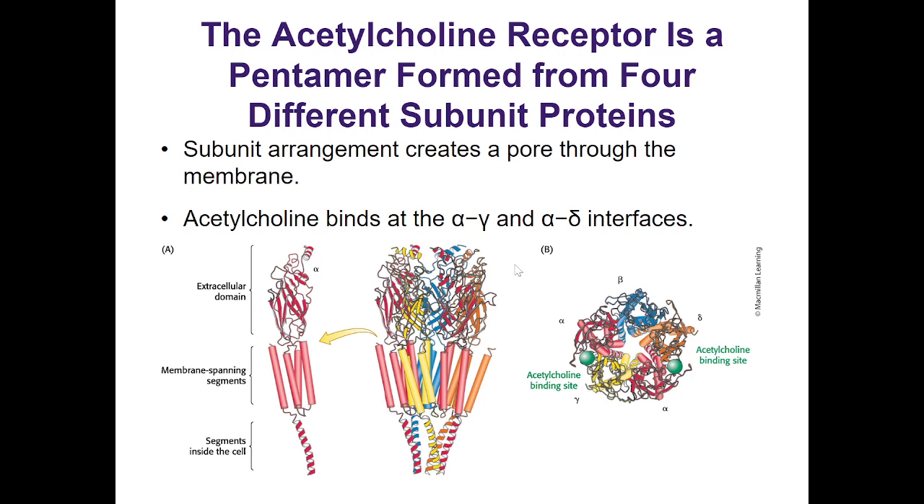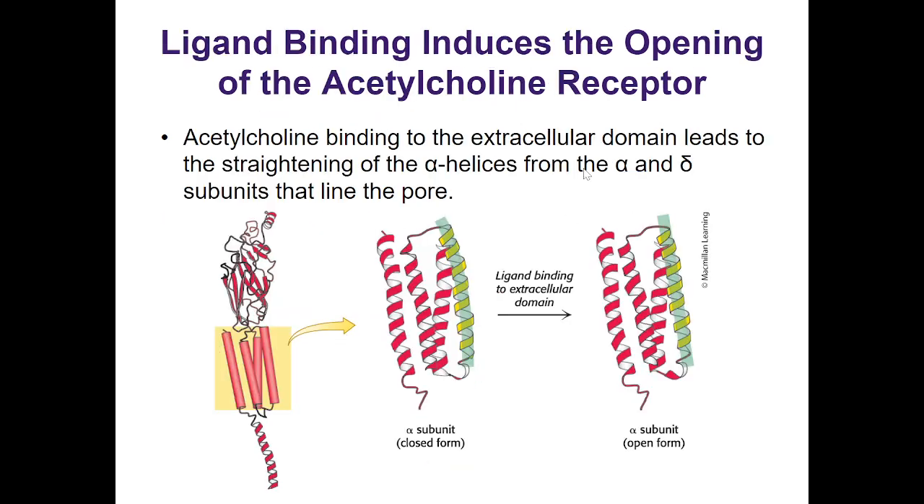Again, the acetylcholine binds at the alpha-gamma and alpha-delta interfaces. So your acetylcholine is going to bind at your extracellular domains. That's this part right up here. This is going to lead to straightening of the alpha helices from the alpha. And in this case, we're just talking about this side, which is the alpha-delta. So this would be your alpha-delta. See that?